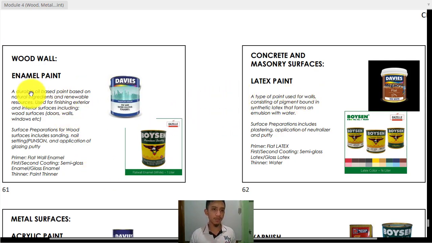For this type of enamel paint to stick on your wood wall, we need to have this type of solvent, paint thinner. And for masonry, we need to have a thinner, which is water. So those are the differences of these different types of paints, which are to be applied on different surfaces.